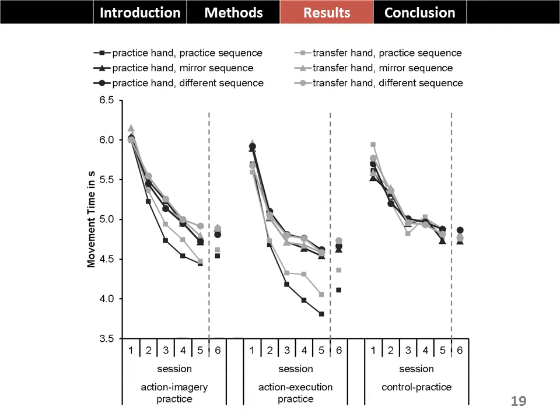Such representations were visual spatial in nature, as this was observed for the practice sequence but not for the mirror sequence, which involved homologous muscles. In action execution practice, movement times in the practice sequence were shorter in the practice hand than in the transfer hand. This indicated effector-dependent representations in action execution practice, but not in action imagery practice. In regards to the time course of learning, sequence learning was stronger and faster in action execution practice than in action imagery practice.